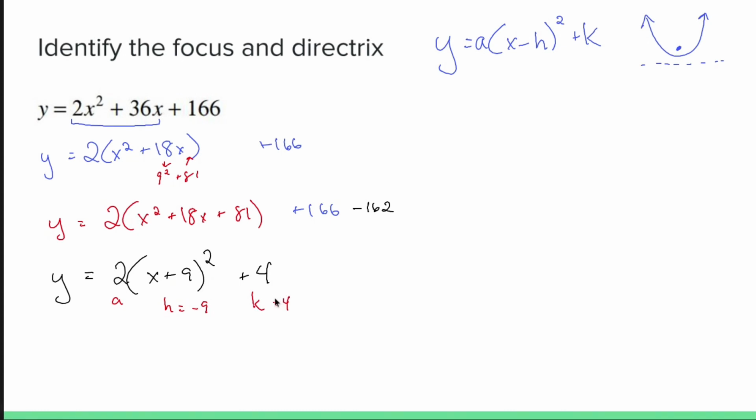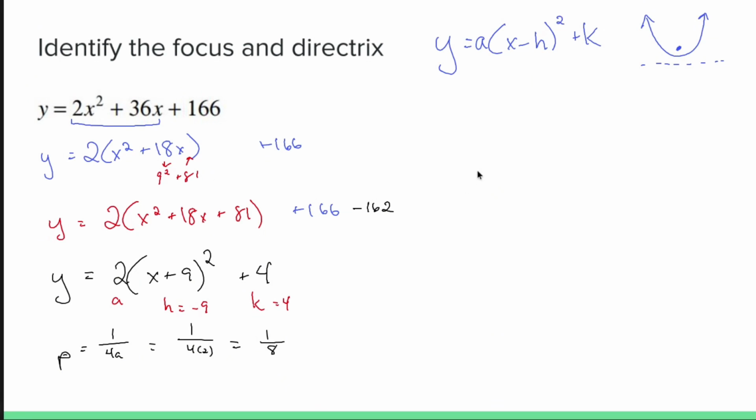With that information, what we have to do is find something called P. Now, A, this A right here, is the same exact thing as, actually, let's do it this way. Let's say P, it's easier in my opinion. I wanted to find A, but let's find P. P is 1 over 4A. So P is going to be 1 over 4 times 2. So P is going to be 1/8. Using this information, we can now find the focus and the directrix.